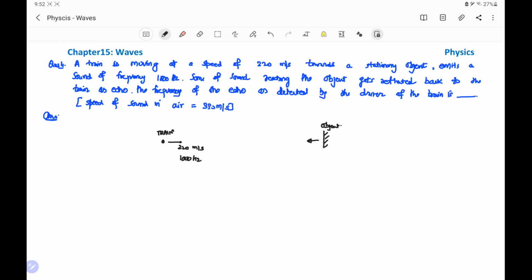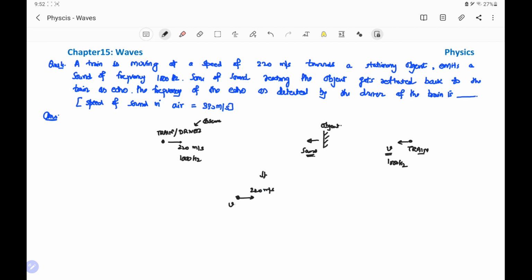Some of the sound reaching the object gets reflected back to the train as echo. The frequency of the echo is detected by the driver. Driver is with the train, so effectively this driver is acting as an observer, and this reflected sound is the source. That means, say the train is moving towards the left side, emitting the sound of velocity v and frequency 1000 Hz. So we can convert this case as the observer moving with velocity 220 meter per second.